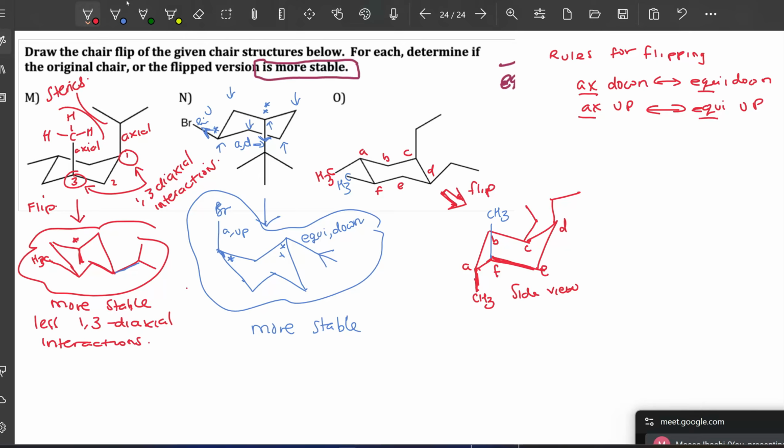Now decide, looking at the chair, who has the most B groups equatorial? The top structure. Exactly. All right. Well, not that bad. Very easy.